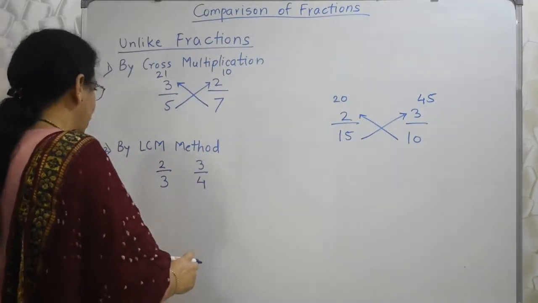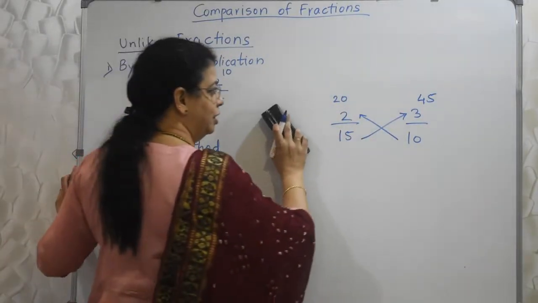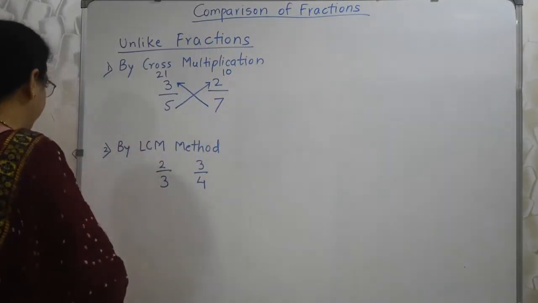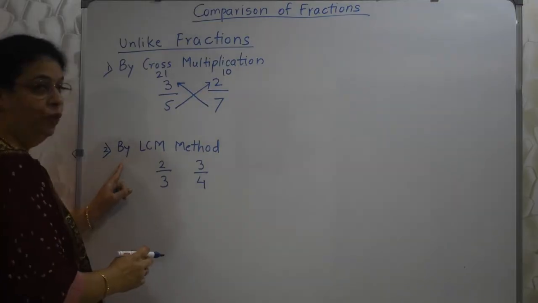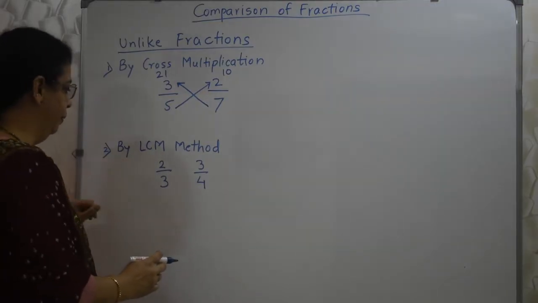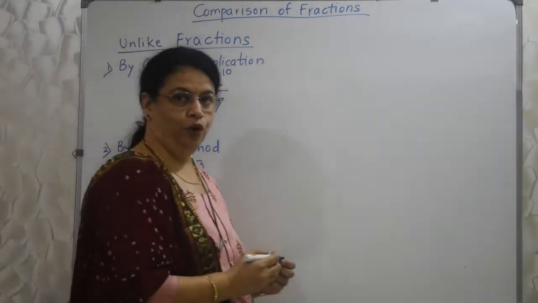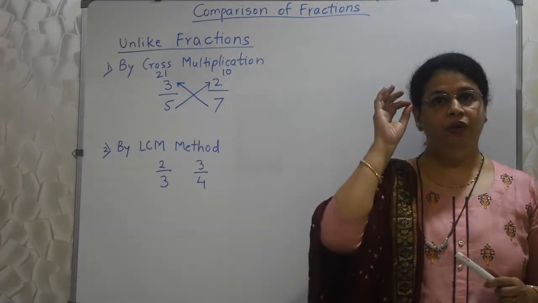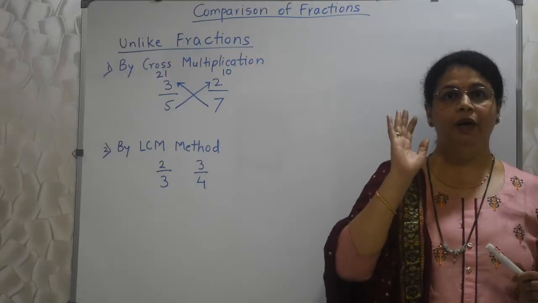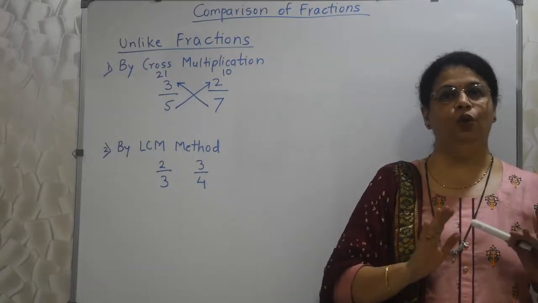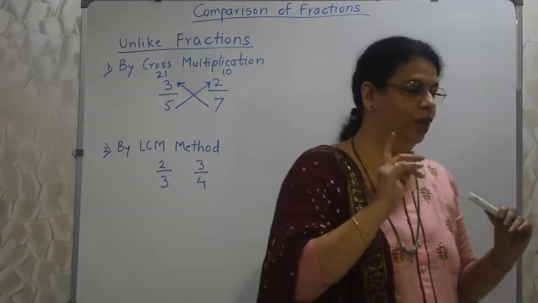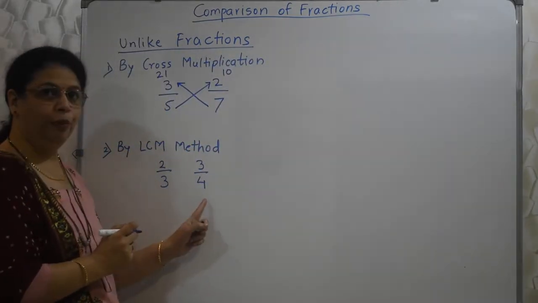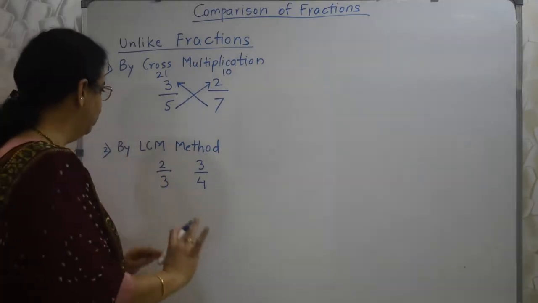That does not mean this LCM method is a difficult one, children. That is equally easy. Now we are learning this LCM method. LCM stands for lowest common multiple. Students, whenever you hear this word multiple, it means something to do with tables. How? I will tell you. Now we have to compare 2 upon 3 and 3 upon 4. Which one is bigger? Which one is smaller?